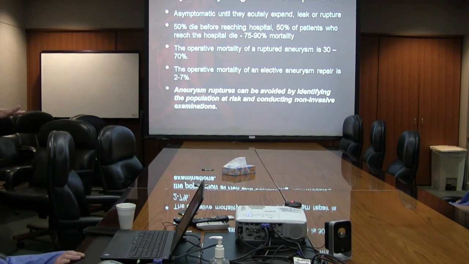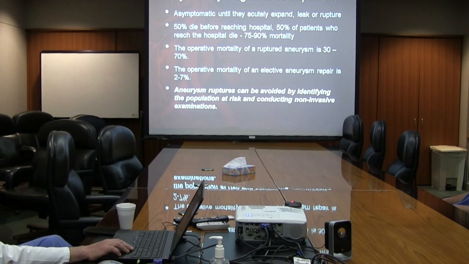So, why is it so important? If somebody has a ruptured aneurysm and we try to repair it, their mortality is still 70%. Half of them come to the hospital and die. If I electively fix somebody, their mortality, let's just say, is 5%. It's probably lower than that with EVAR. So if you can screen the patients, find them, and treat them electively, you've taken their mortality from 70 to 5%. I challenge you to think of any other therapy that does that. Aneurysm rupture can be avoided by identifying the population at risk and conducting non-invasive examinations.